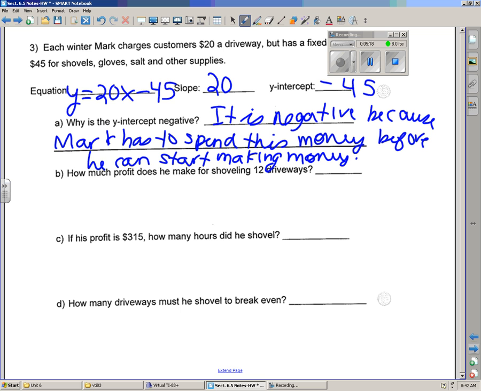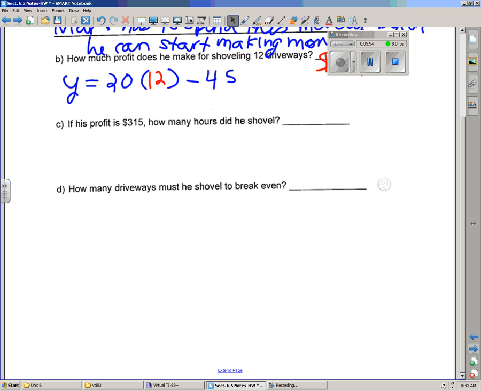So how much profit does he make to shovel 12 driveways? In this case, to do that, we know y is going to be his total profit. It's $20 per driveway minus 45, and he's going to be shoveling 12 driveways. When you do the math, it's going to end up being that the answer becomes 18 driveways. So I'm sorry, profit, my fault. So what is the profit? It's going to be $195. So 20 times 12 minus 45 ends up being $195.